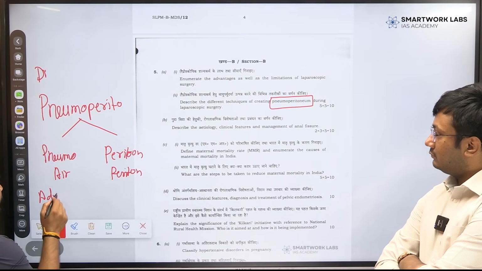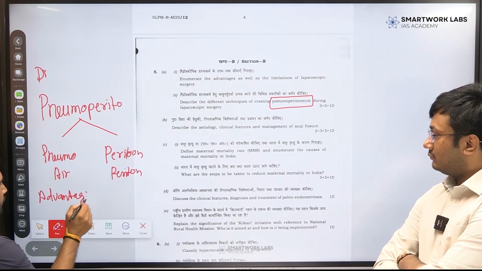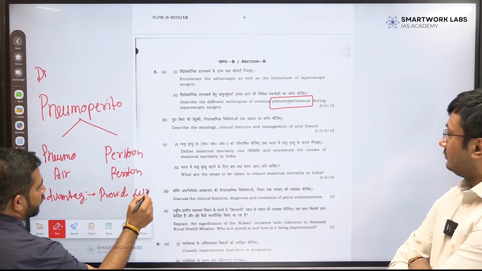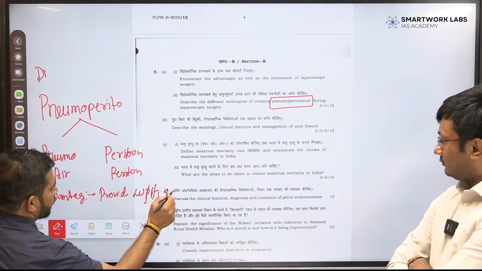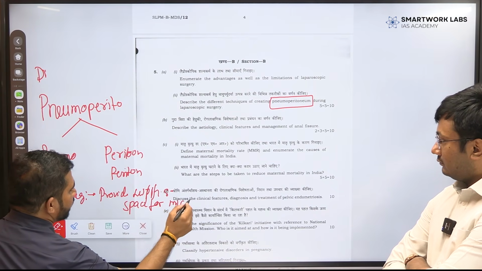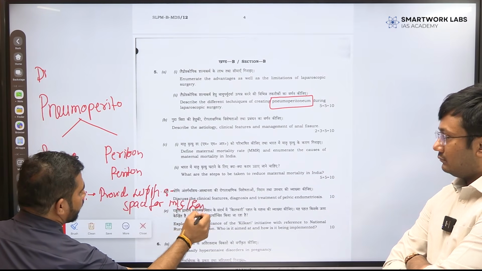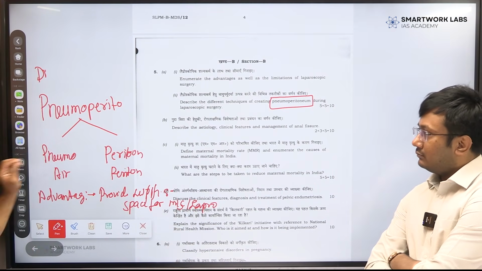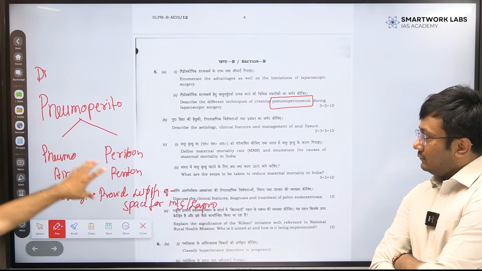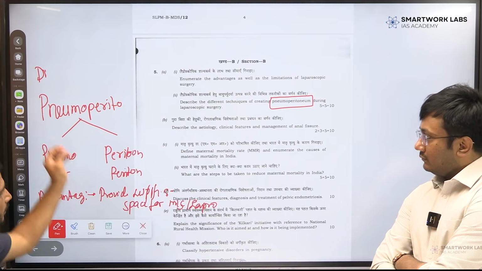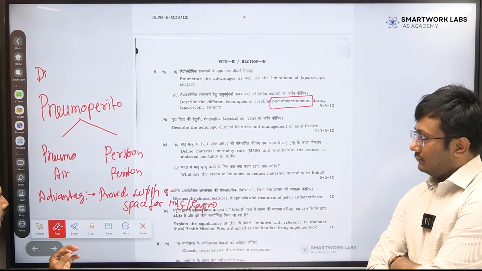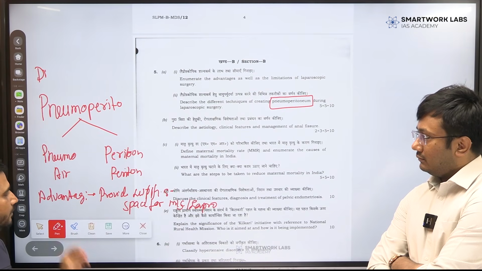Advantage: provide sufficient space for minimal invasive surgery or laparoscopic surgery. So one thing, first I have written the definition. I have divided the word pneumoperitoneum into pneumo and peritoneum. Pneumo means air, peritoneum means in the peritoneum. The insufflation of the air, especially the carbon dioxide gas, inside the peritoneum is called pneumoperitoneum.